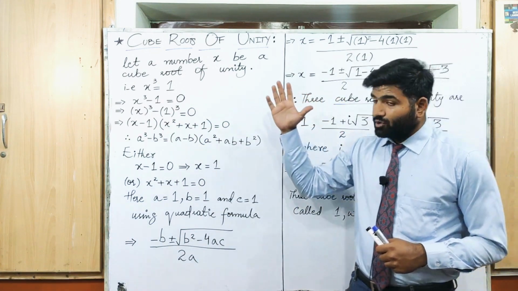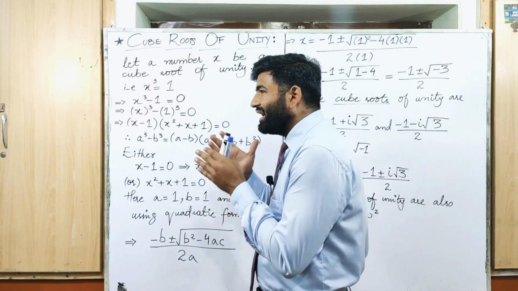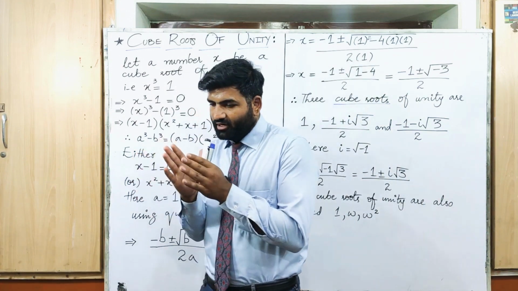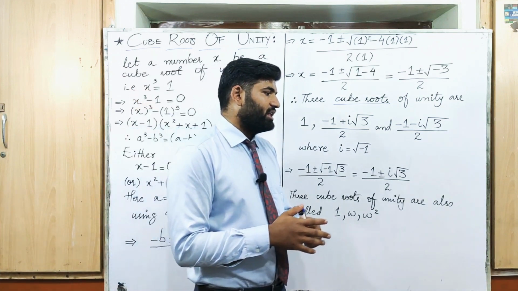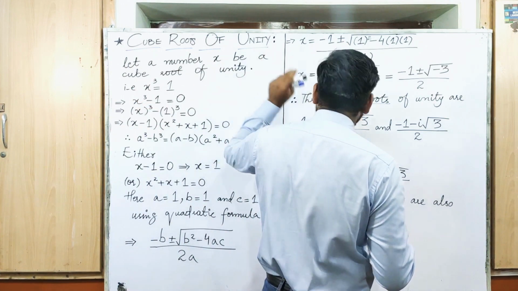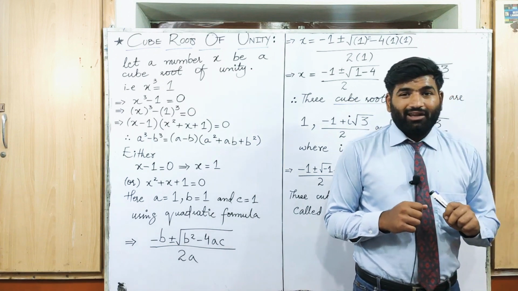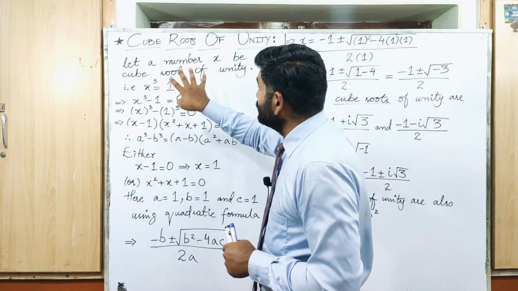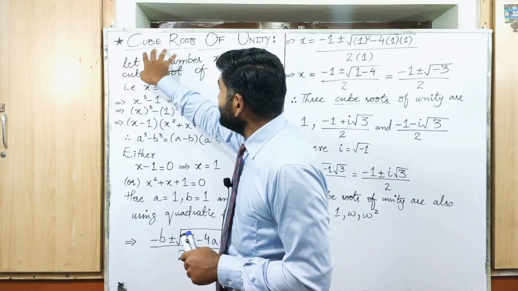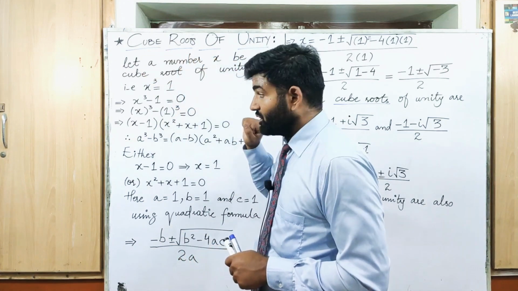Next we have the roots. A root is a particular value which satisfies the equation. And the third word is unity. Unity comes from the word unit, which is 1. So cube roots of unity means the 3 roots of 1.